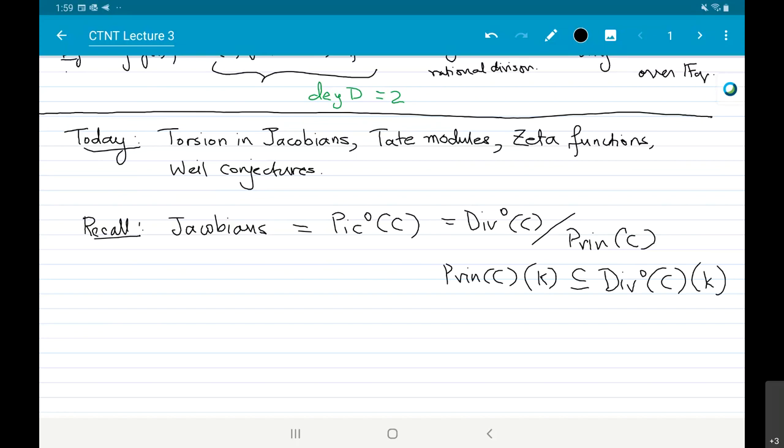So the Jacobians are this thing. In particular, they have a group structure. It turns out that they're an example of what is called an abelian variety, but we won't worry about what that is. Just remember two key points. First, the Jacobians are algebraic objects, which means in general they're going to be defined by a bunch of equations. And the second is that they have a group structure, which you can see by just adding together divisors.